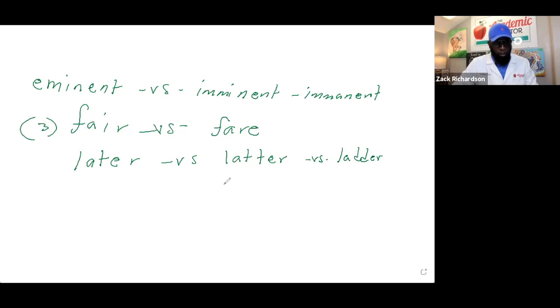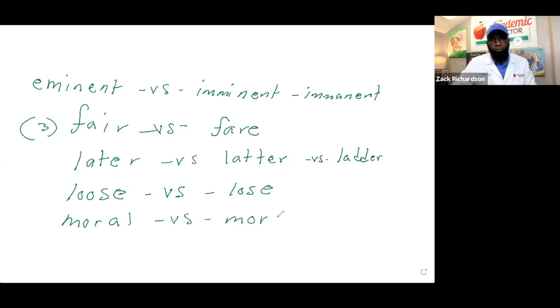Okay. You will have, these are common mistakes. You have LOOSE, which is unrestricted or to be free. That's loose versus lose. And they do that a lot on the test. So you have that. We have the word moral versus the word morale. Okay. All right. And I'm gonna stop at that particular point.